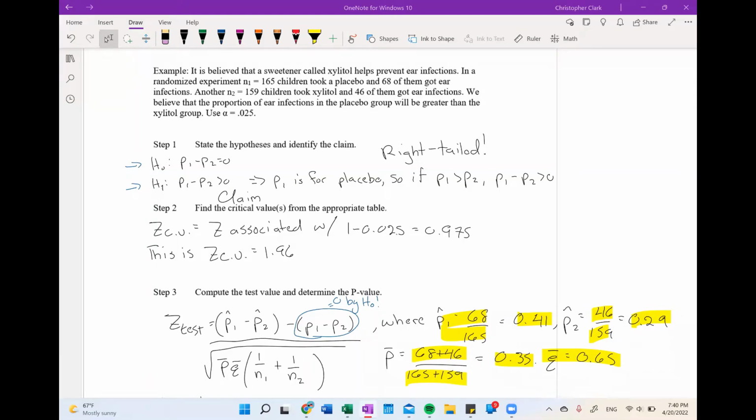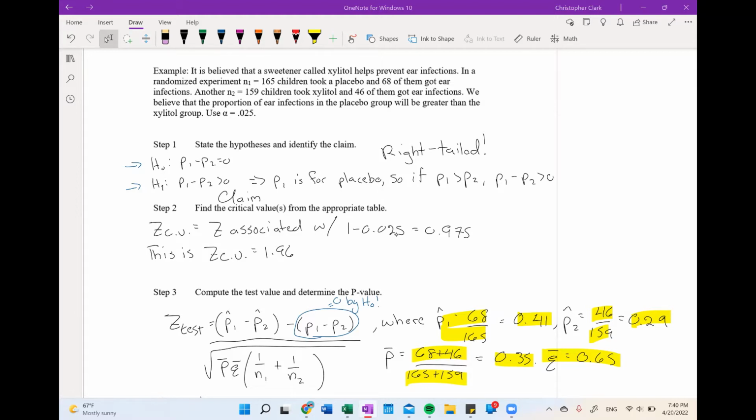All right, so we're going to run through this example real quick. This is the xylitol and ear infection example. If we remember, the first sample has 165 children, 68 of which got an ear infection. This is the placebo. In the second sample, we had 159 children, 46 of them got ear infections, and that's the xylitol sample. So our H naught right here is P1 minus P2 is 0.